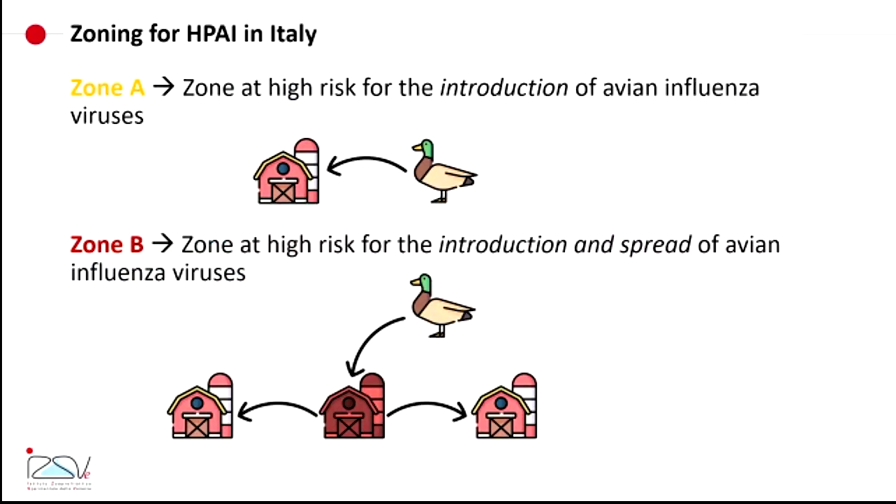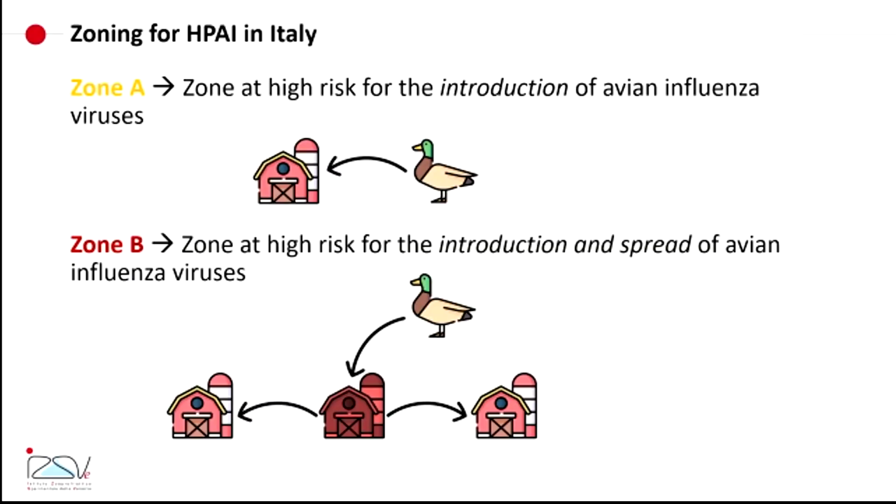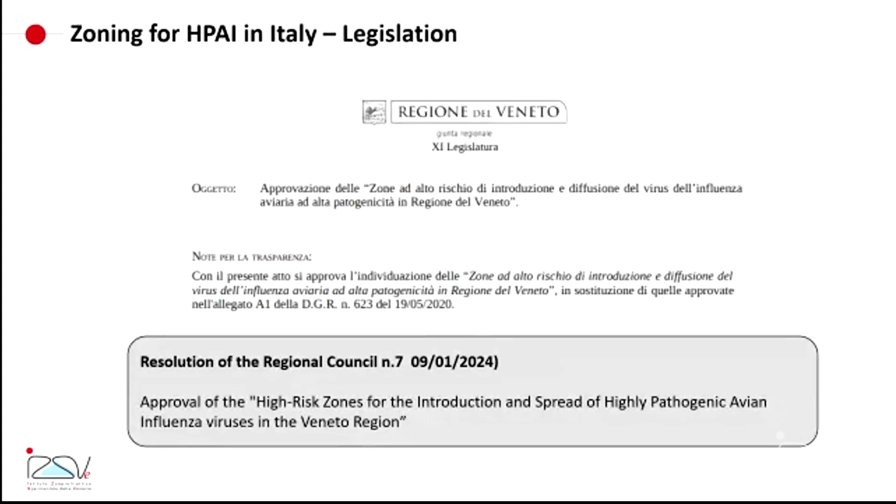And what is the meaning of those areas? So what is the interpretation of those areas? So we have Zone A, a zone at high risk of virus introduction. So it is where you are expected to have the first introduction, let's say, of avian influenza. And then we have Zone B, in which you have high risk of introduction, but also high risk of spreading the disease. So that is the interpretation.